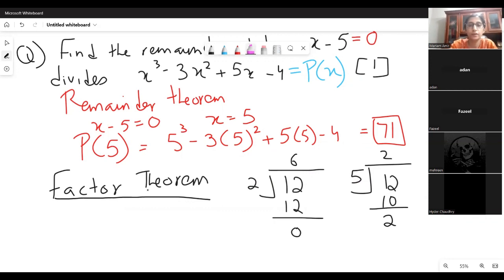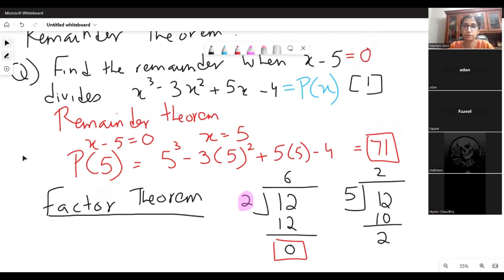So that means if you're dividing a value with its factor, then the remainder is 0. So since 2 is a factor of 12, the remainder is 0. So you use exactly the same logic here now. And the difference is that now P5, if x minus 5 was a factor of x cube minus 3x square plus 5x minus 4, then P5 would be equals to what? Zero.